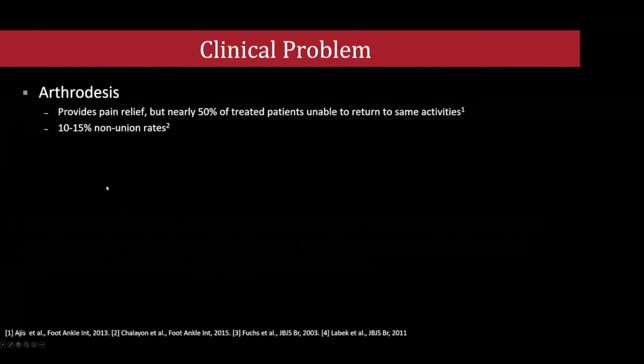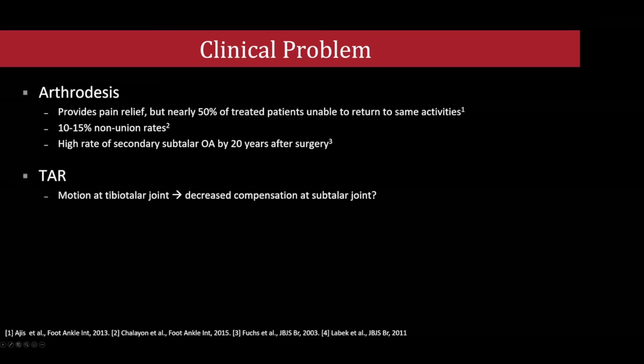And so the clinical problem here is that arthrodesis provides pain relief, but many patients aren't able to do the same activities they were before. There are still non-union rates of 10 to 15%. And perhaps most importantly, there's really a high rate of secondary subtalar OA within 20 years after surgery.